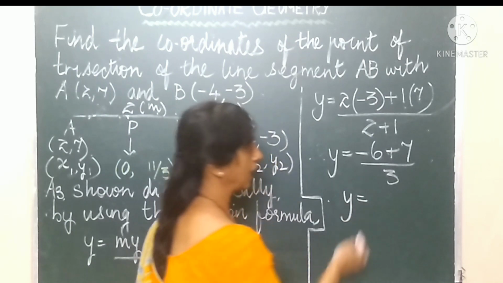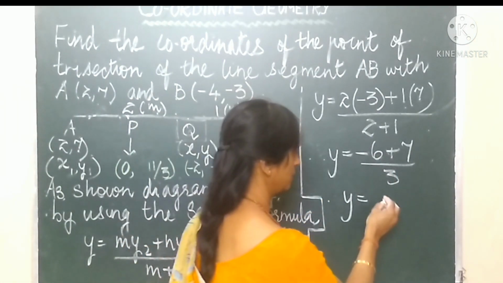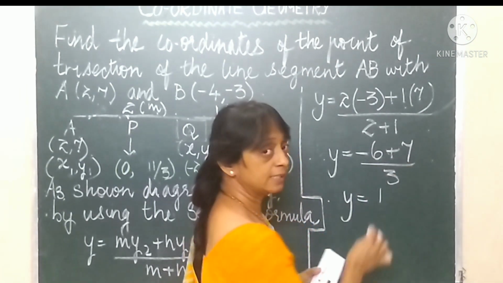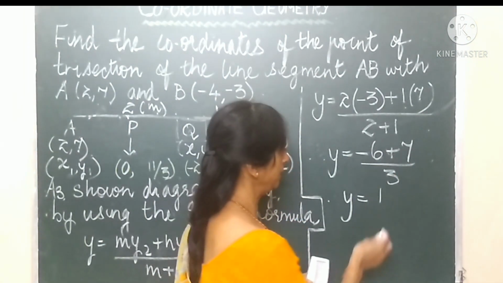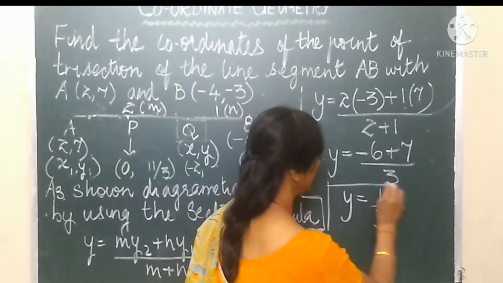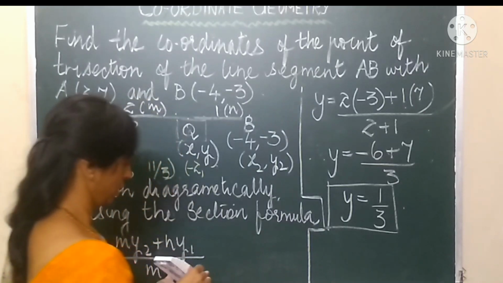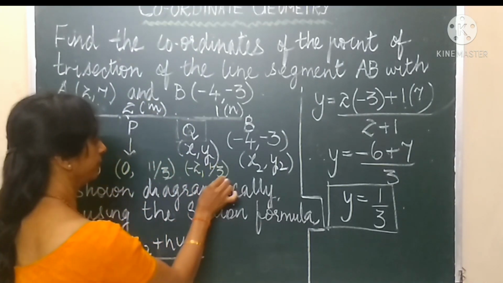To check out with the calculations in the numerator, 7 minus 6 is 1. 7 is greater, the sign before it is plus, so the answer also gets the plus value upon 3. We cannot reduce, thus the y coordinate of point Q is 1 upon 3.